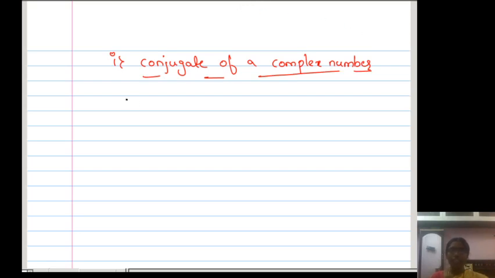See, let Z is equal to A plus IB, which belongs to complex numbers. Now you know that A is the real part, B is the imaginary part, A comma B are real numbers. Now I want to discuss the conjugate of this complex number. The conjugate of complex number Z is denoted by Z bar. So Z is equal to A plus IB, then what is Z bar? How to find the conjugate of a complex number?